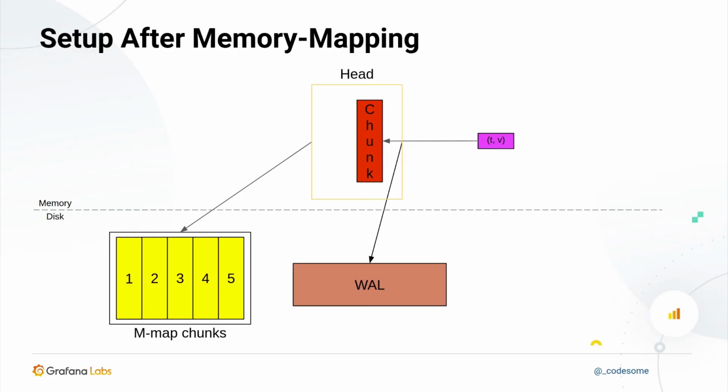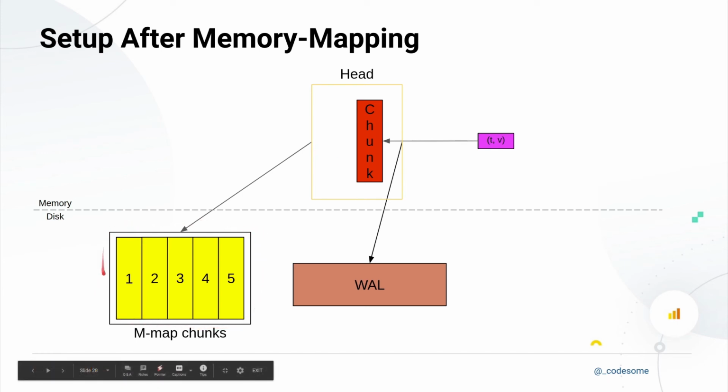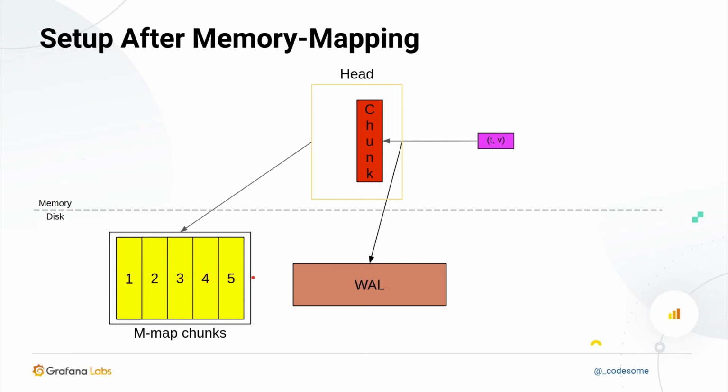So this is how the TSDB, specifically the head block and the write ahead log, looks after the memory mapping. And as I briefly talked about before, we are iterating through the entire write ahead log just to create this last chunk, because we don't know where the samples for this last chunk are. And even though we have the old chunks already flushed into the disk, we are still going through the samples for these chunks just to discard them later. What if we knew what the exact samples for this chunk are, so that we don't need to go through the entire write ahead log?